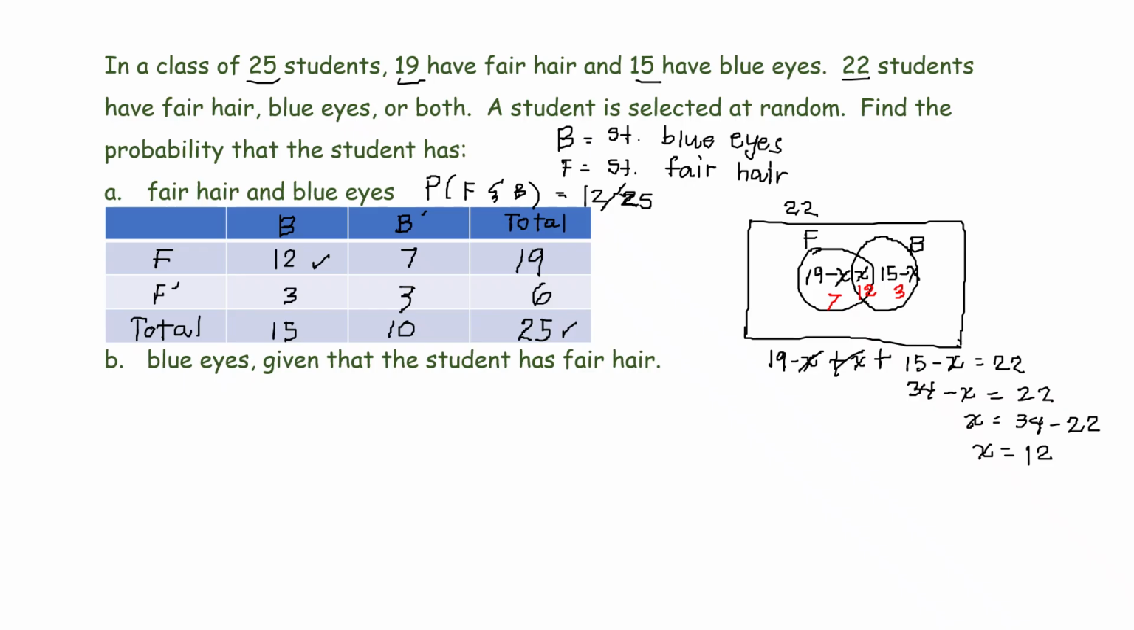Okay. Now, what's the probability that a randomly selected student has blue eyes given that the student has fair hair? Probability that the student has blue eyes given fair hair. Look for the total number of students with fair hair. So that's 19. Okay, so that's our denominator. What's the probability that out of those people with fair hair, they have blue eyes? So we have 12. So our answer, 12 over 19. Okay?